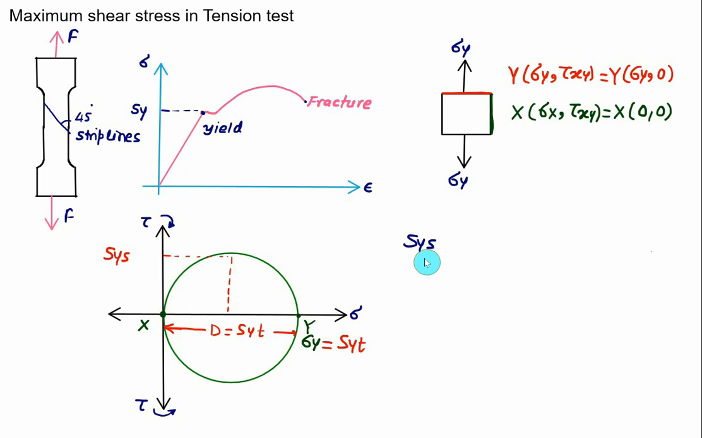Sys means the maximum shear stress induced at the given moment, that is at the yield point, which will be equal to the diameter divided by 2. The diameter is Syt, so we have Sys. In a standard tension test, the yield stress in shear will be taken as Syt divided by 2. So anytime you want to know the material property Sys, you can use the relation Sys equals Syt divided by 2, which is nothing but the radius of the Mohr circle.